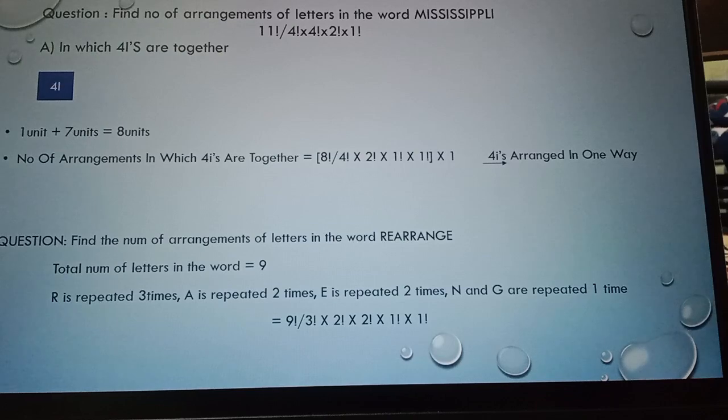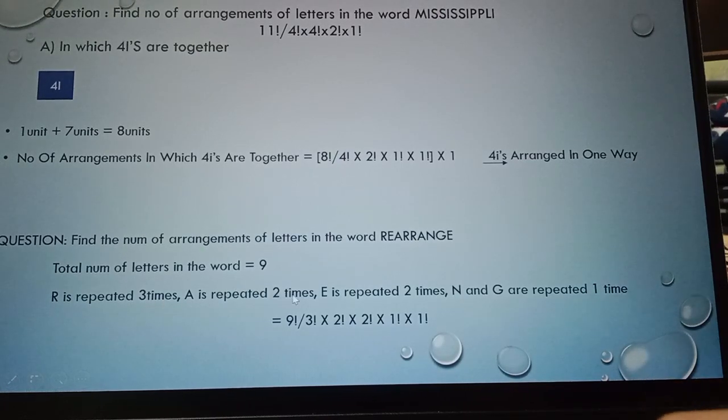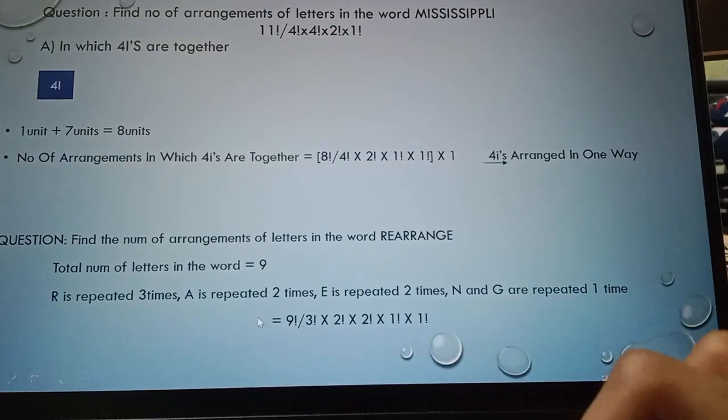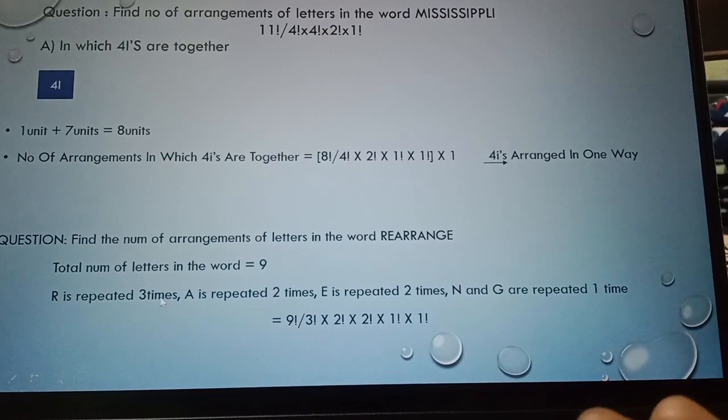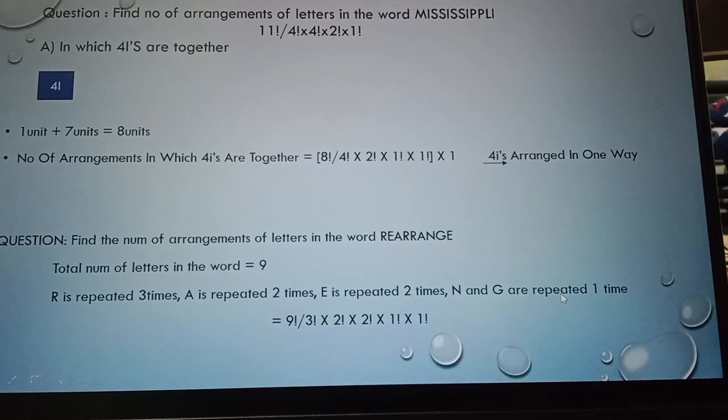Another question: there is a word called REARRANGE. Find the number of arrangements of the letters in the word REARRANGE. There are 9 letters in rearrange, right? R is repeated 3 times, A is repeated 2 times, E is repeated 2 times, and N and G are repeated 1 time. So the total arrangements is 9 factorial, the total number of letters in the word, divided by 3 factorial, 2 factorial, 2 factorial, and 1 factorial into 1 factorial. This is the total number of arrangements of the letters in the word rearrange.